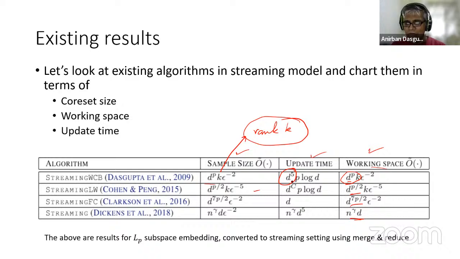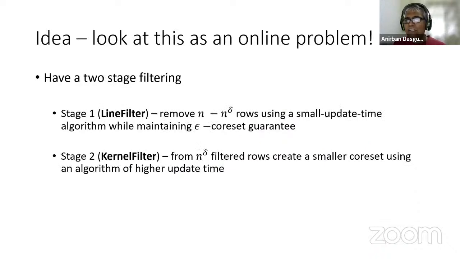I don't want to go into the detailed analysis of these algorithms. Basically, each of them is pretty big in at least one of them. Either the sample size is pretty big, or at least the update time. Other than this, everybody else has a huge update time, basically impractical. So can I do something here? Can I reduce the update time much more without penalizing the sample size or the working space? Turns out that you can, and this is what we looked at.